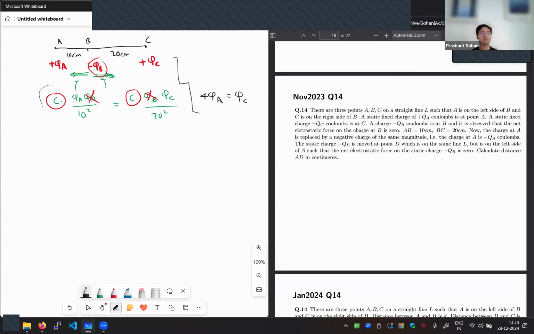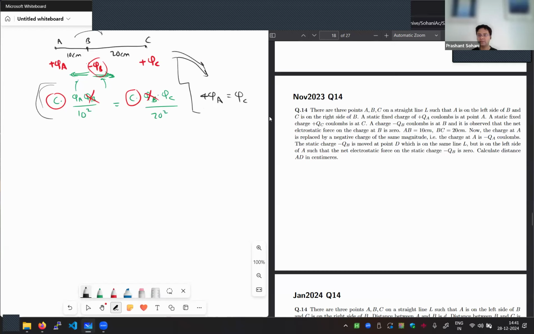And now here, we should be a little bit smarter at doing this quickly. Even without writing all this, looking at the diagram itself, you can directly say 4 times QA is equal to QC. Why is that? Because look at the distances. BA is half the distance of BC, and if the forces are still matching, then it means that the charge at C has to be much stronger, because as we said, this is an inverse square law. So if the distance doubles from 10 to 20, then the charge also has to become 4 times stronger. Only then will it be able to balance the attraction of A. So if you observe that, you don't even need to write this calculation. Directly looking at the diagram, you can say 4 times QA is equal to QC.